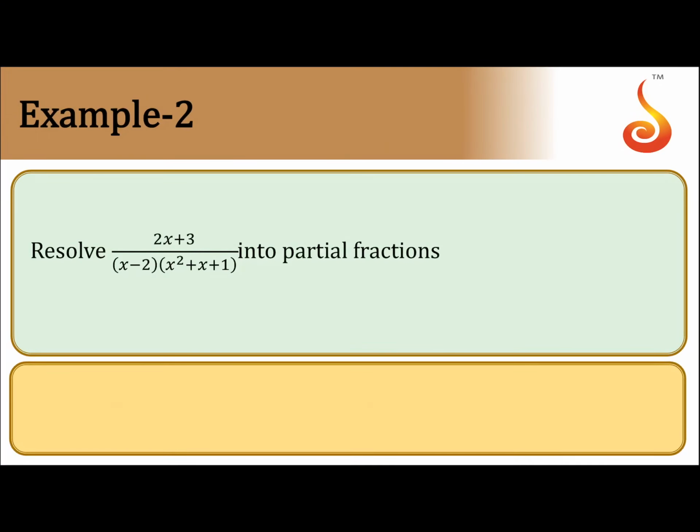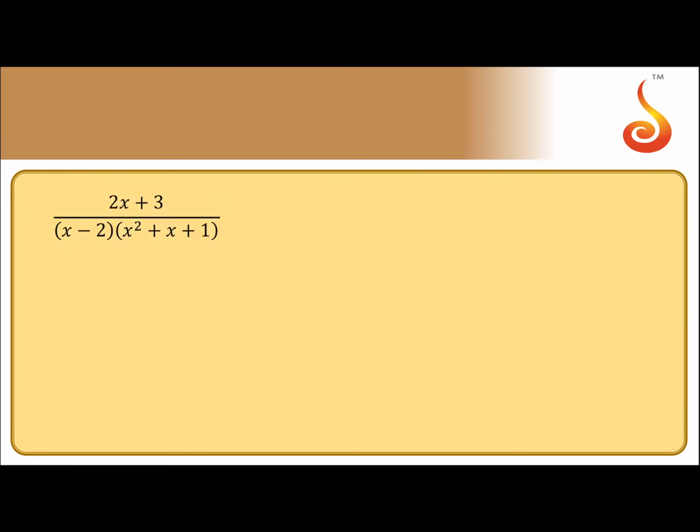Example 2. Resolve (2x + 3) / ((x − 2)(x² + x + 1)) into partial fractions. The given fraction has one linear factor and one non-resolvable quadratic factor. So the partial fractions will be in the form a / (x − 2) + (bx + c) / (x² + x + 1).